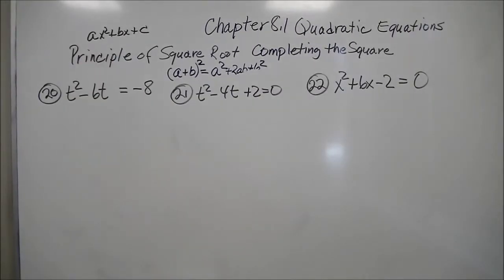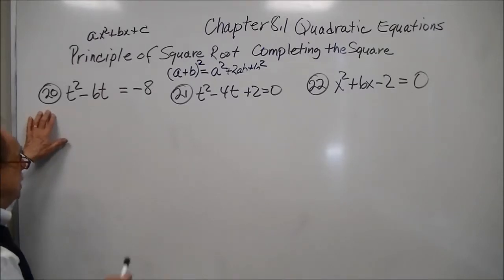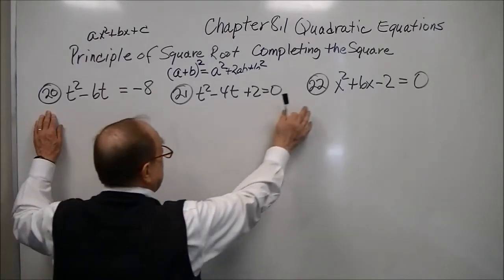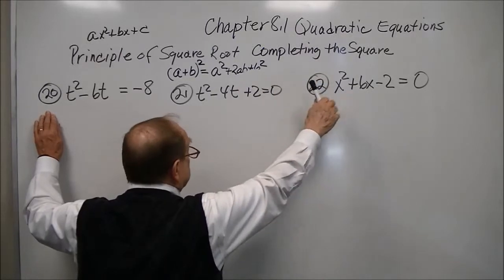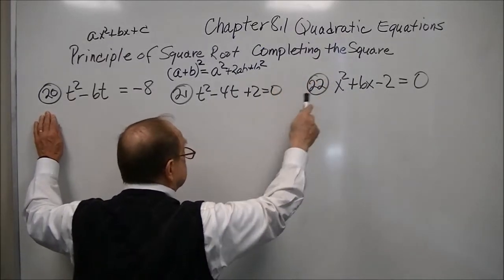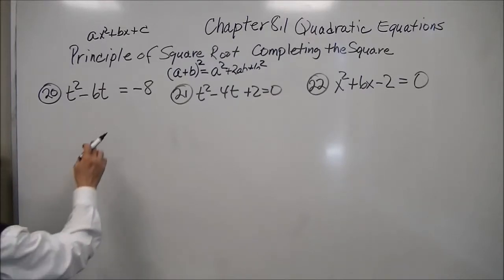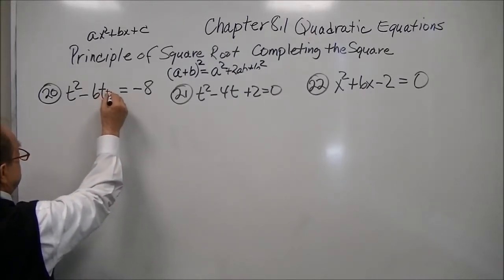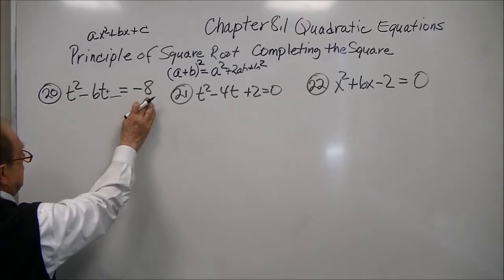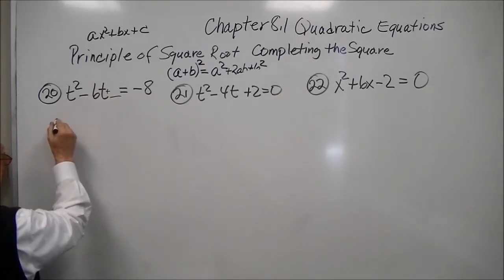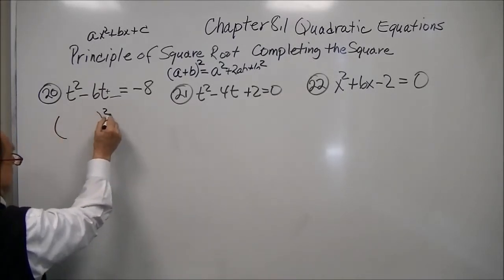Okay, in these, no fractions. So I was kind of surprised they gave us that earlier one, but let's look at number 20. We are charged with showing the work of completing the square to solve these. So this one, there is nothing in the C position. So now I'm going to put my parenthesis in squared.